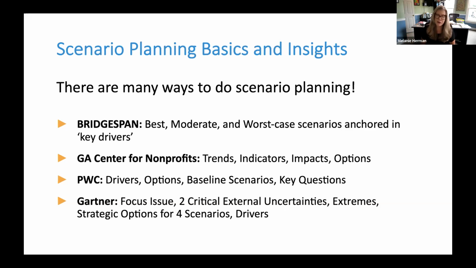And then Gartner, another consultancy, says we should identify a focus issue. We should identify 2 critical external uncertainties, and you'll see the visual of how they suggest we do this. We should identify the extremes, and then strategic options for 4 scenarios, and then drivers.